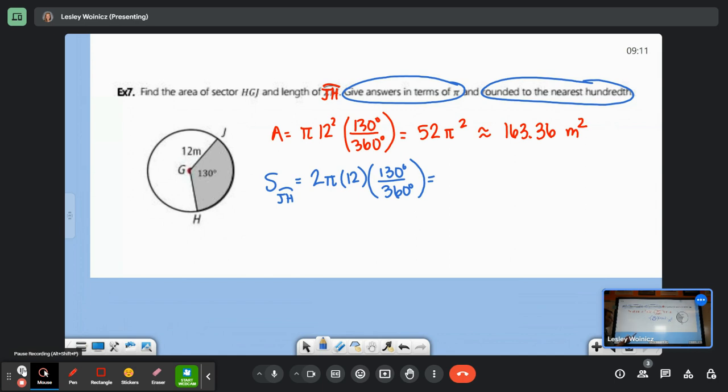So when I put this in the calculator without pi, I'm getting 8.6 repeating. Okay, so I want that as an improper fraction. So I'm going to do math, enter, and it'll reduce it as a fraction for me. So that gives me 26 thirds pi, which is approximately 27.23.